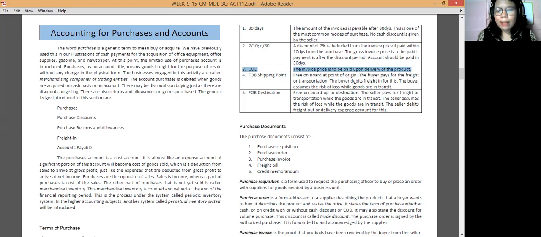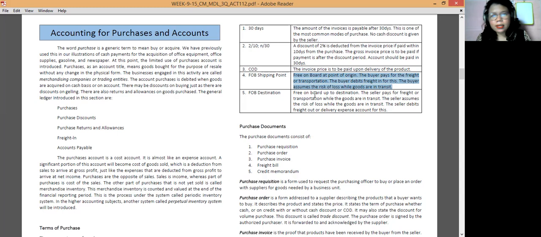So, wala pong libre ang ating shipping fee. So the buyer pays for the freight or transportation. So the buyer debits freight-in for this. The buyer assumes the risk of loss while goods are in transit. Okay? So FOB, free on board. So ito mga pre-shipping. Then next is FOB, destination.